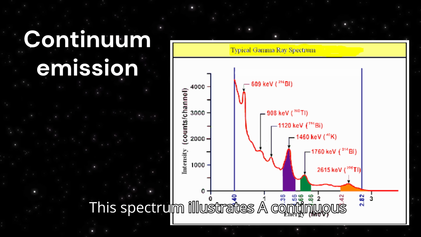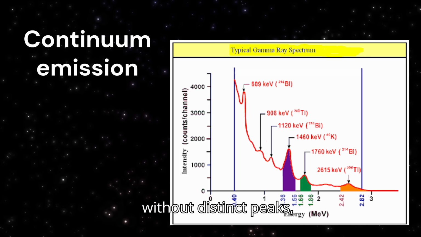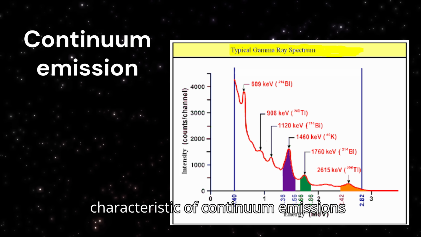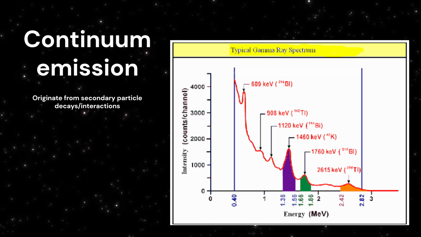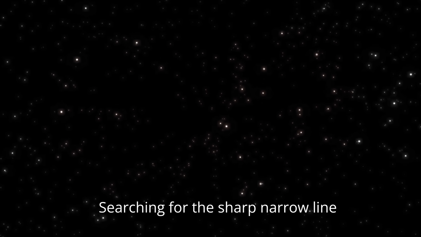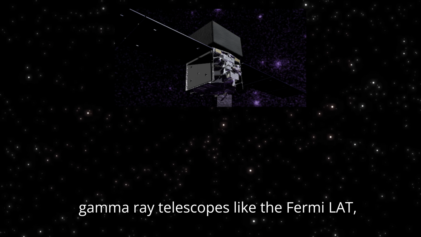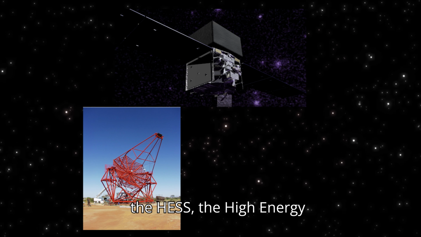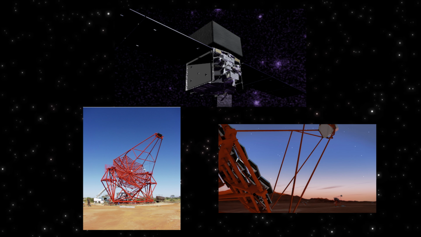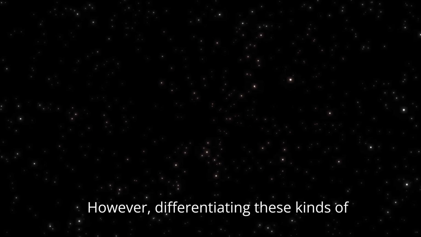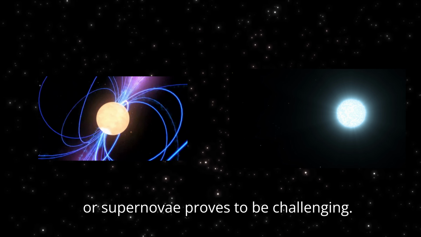This spectrum illustrates a continuous distribution of gamma-ray energies without distinct peaks, characteristic of continuum emissions resulting from secondary particle decays and interactions. Searching for the sharp, narrow line emissions is a primary objective for gamma-ray telescopes like the Fermi LAT, the HESS, the High Energy Stereoscopic System, and the upcoming Cherenkov Telescope Array. However, differentiating these kinds of signals from natural sources like pulsars or supernovae proves to be challenging.